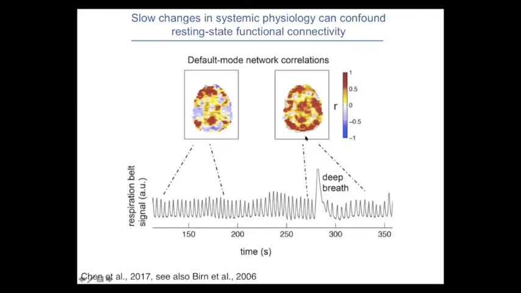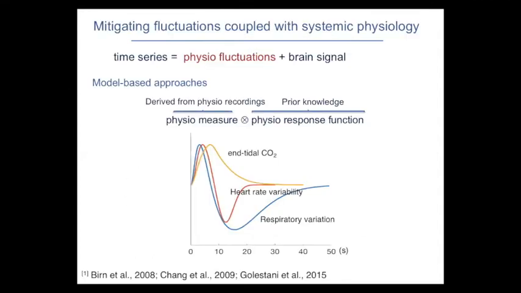So how can we get rid of or remove this signal? I'll just give some high level ideas of how people address this kind of physiological fluctuation. The first idea is model-based approaches. So you have external physiological recordings, and then you derive those measures of the physio signals. And then you convolve them with some previously published physiological response functions characterized in early studies, and then linearly project these signals out of the data.